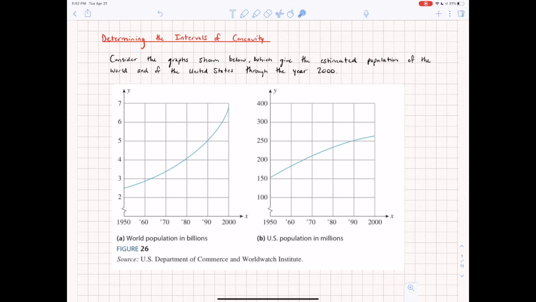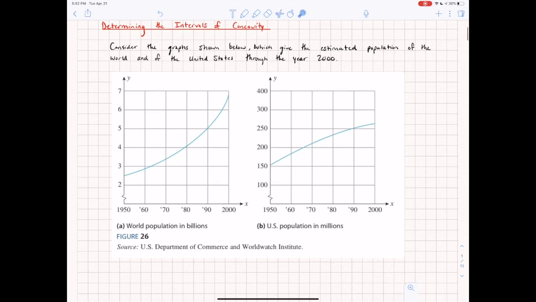And so what I want you to do is look at these two graphs and describe, really to yourself, since I'm just talking to you through a video, how you would describe the trend in each part here. If you looked at part A, what could you take away from this world population in billions? What could you take away from the US population in millions?